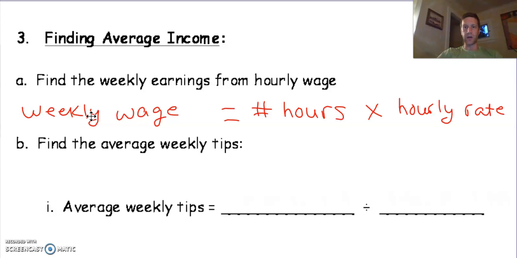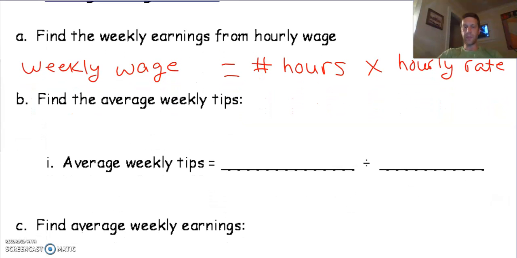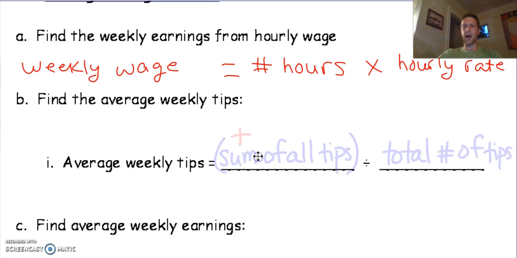So weekly wage, we know how to do that. Number of hours times the hourly rate. We did that in section 1.1. Then we're going to find the average weekly tips. So this is like if you look over maybe a 4-week stretch, your tips will be different week to week. But if you're trying to budget, we want to find on average how much are we making in a week, because that's really going to help us figure out how we're going to spend our money.